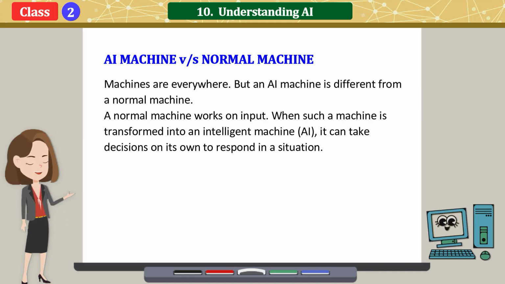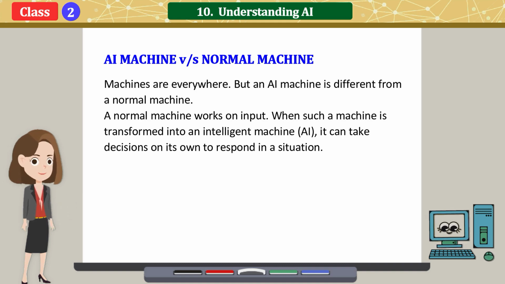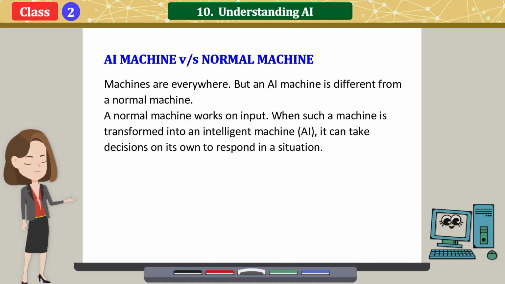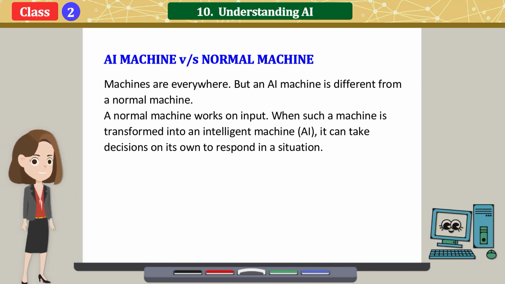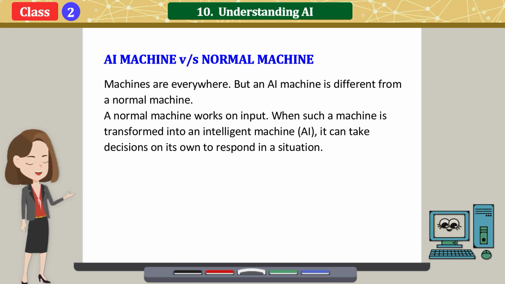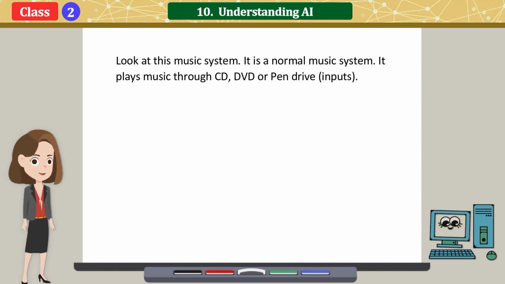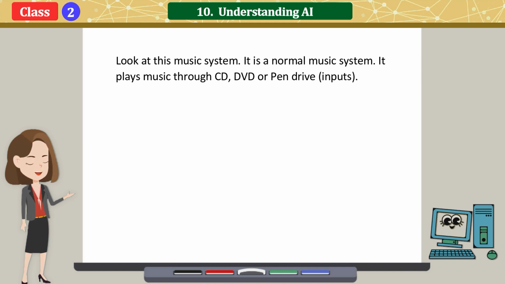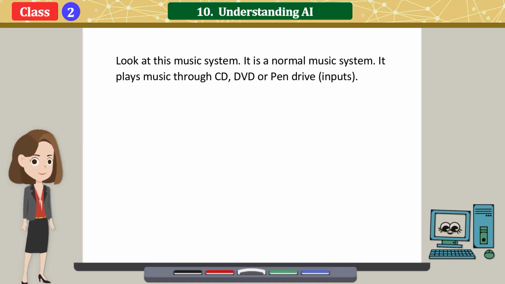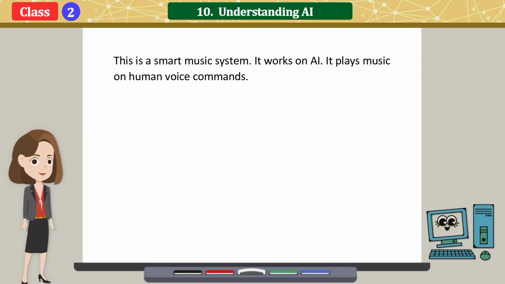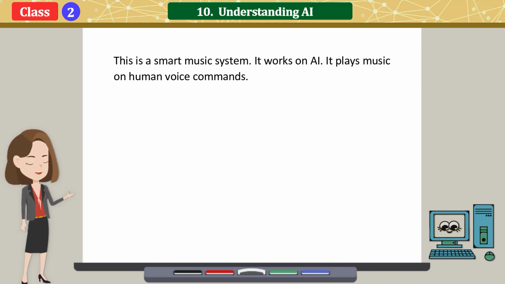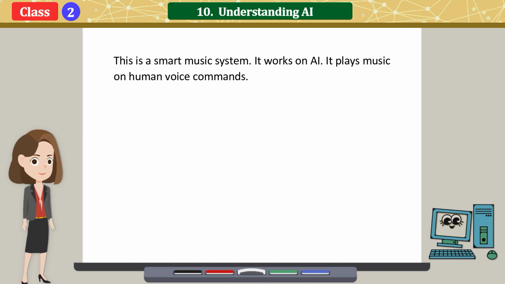AI machine vs normal machine. Machines are everywhere. But an AI machine is different from a normal machine. A normal machine works on input. When such a machine is transformed into an intelligent machine, it can take decisions on its own to respond in a situation. Look at this music system. It is a normal music system. It plays music through CD, DVD or pen drive. This is a smart music system. It works on AI. It plays music on human voice commands.